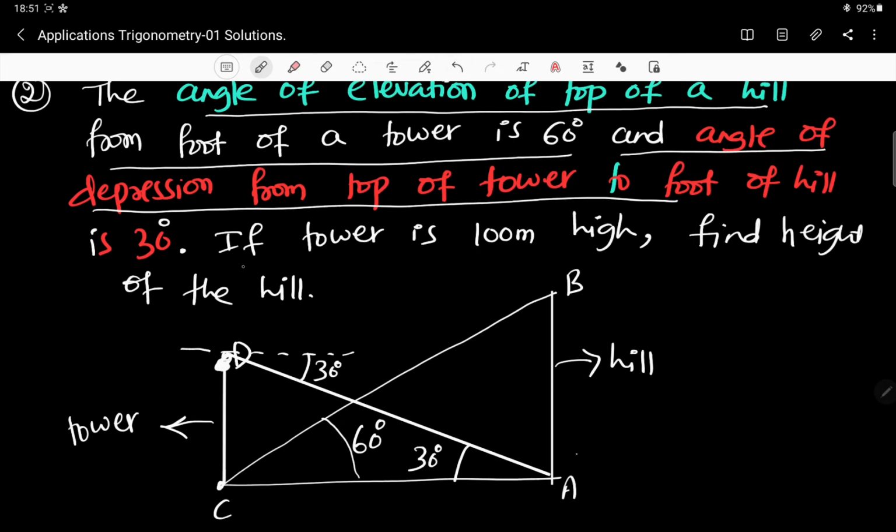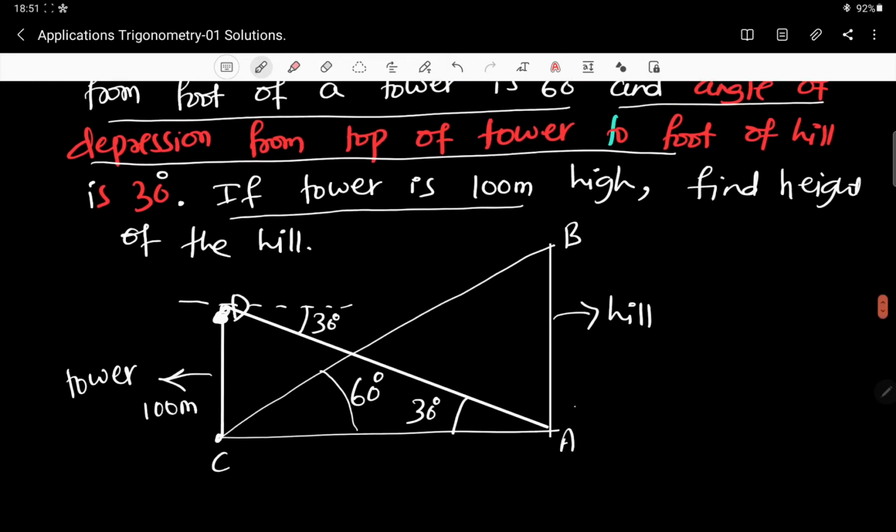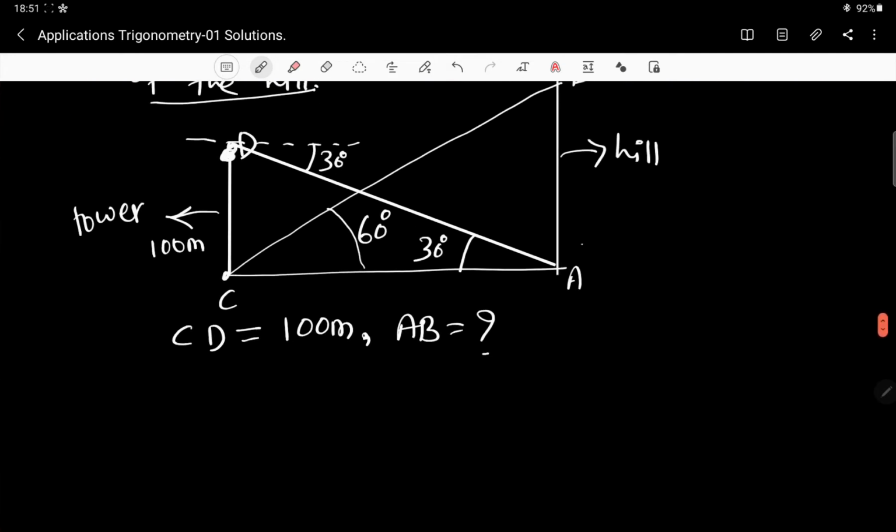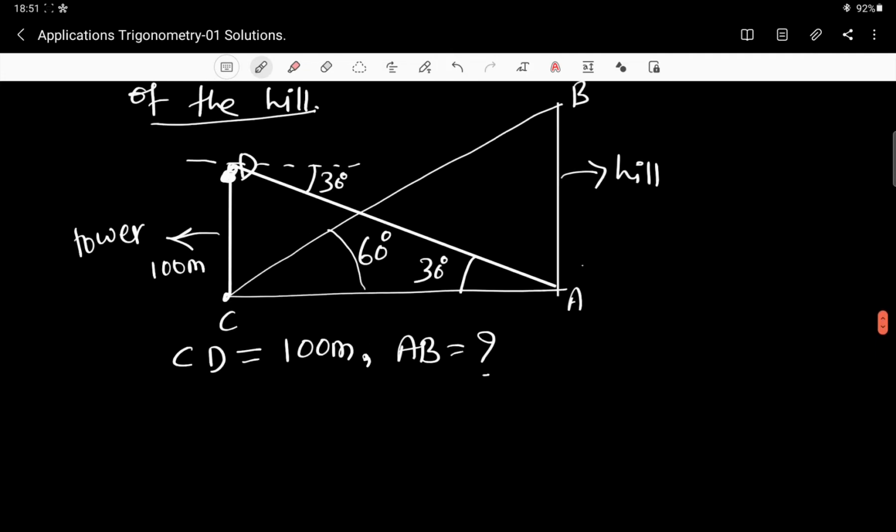Now, what else have they given? The tower is 100 meters high, so CD is equal to 100 meters. Now they're asking to find the height of the hill. Which is the hill here? AB is the hill, so that is the question mark. This is also quite simple, a similar situation. Now look at how to analyze this. You want the hill height AB.